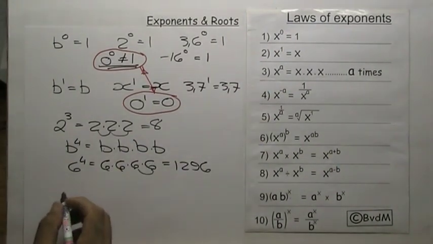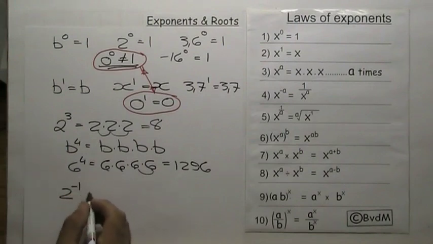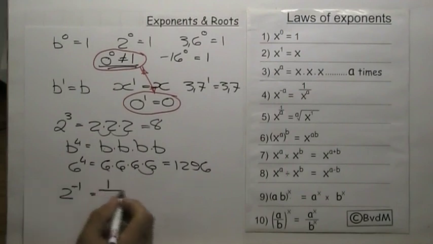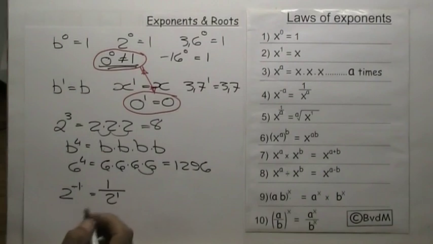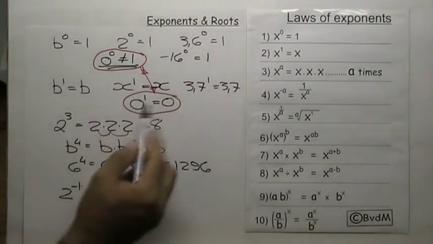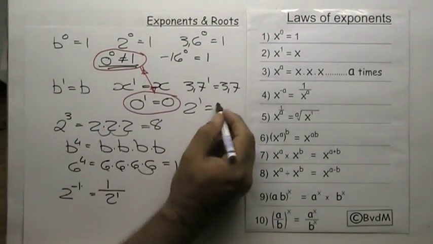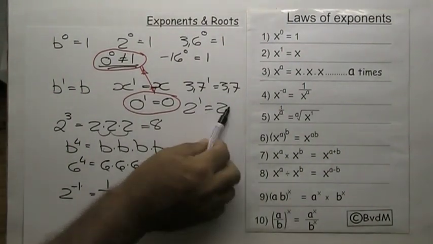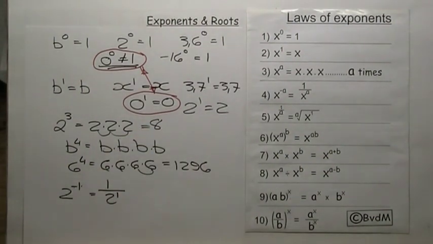The inverse law, we have 2 to the power minus 1. The minus means 1 over 2 to the power 1. And I can leave the 1 out, as we've seen here. I don't have to write that. 2 to the power 1 is 2. So whether I write 2 or 2 to the power 1, it's the same thing.